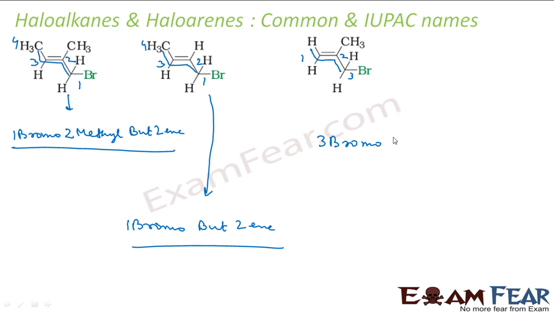At the second position I have a methyl, 2-methyl, and the number of carbons in the chain is 3, so prop. At the first position I have the ene, so prop-1-ene. You can ignore this 1 also, because if it is not there, it implies that it is at the first position. It is 3-bromo-2-methylprop-1-ene, or you can also say 3-bromo-2-methylpropene.